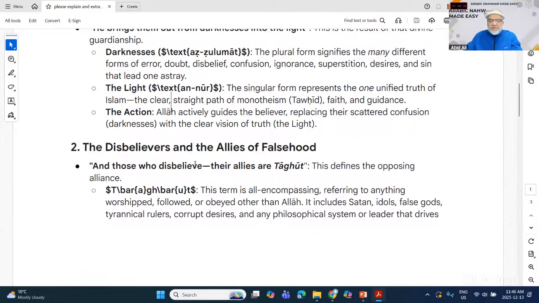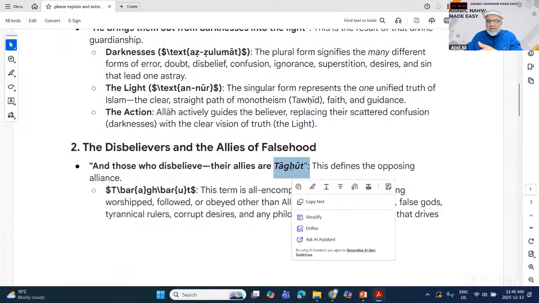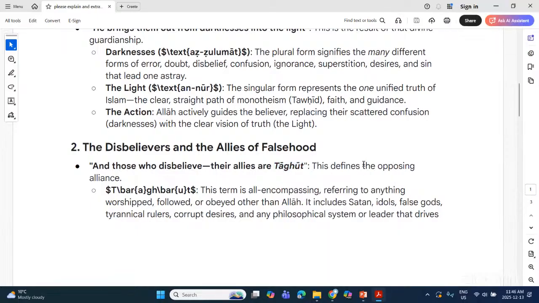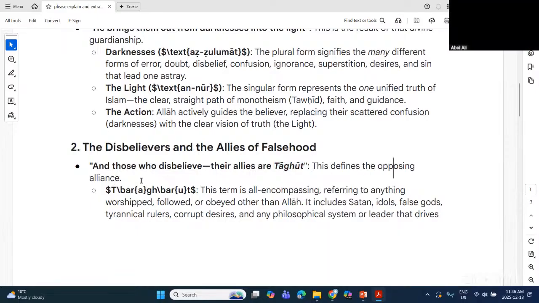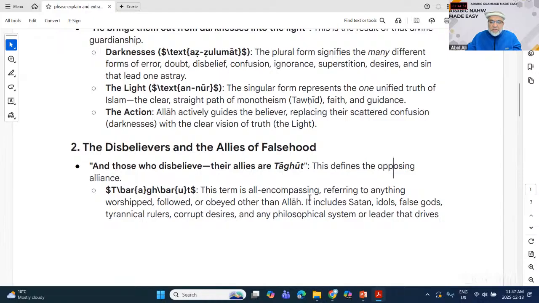The disbelievers and the allies of falsehood. Those who disbelieve, their allies are Taghut. Taghut is anybody other than Allah. This defines the opposing alliance. The term Taghut is all-encompassing.